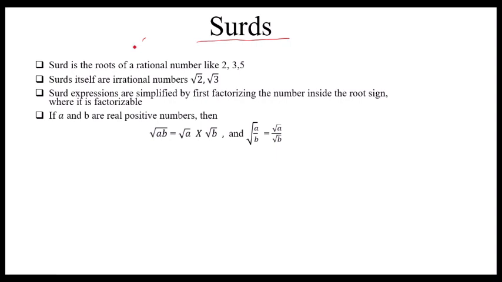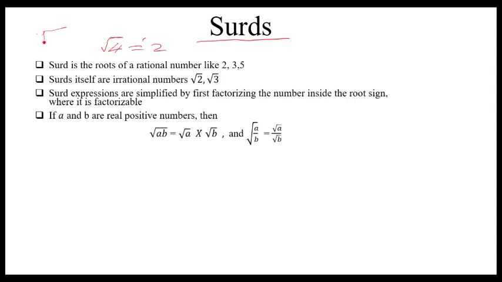So a surd is the root of a rational number that doesn't have a square root. For example, when we say square root of 4, we have 2. You know, square root of 4 is not a surd. You understand? Surds themselves are irrational numbers, so you can't have a surd that is a rational number. So square root of 4 is 2, which means it is not a surd.